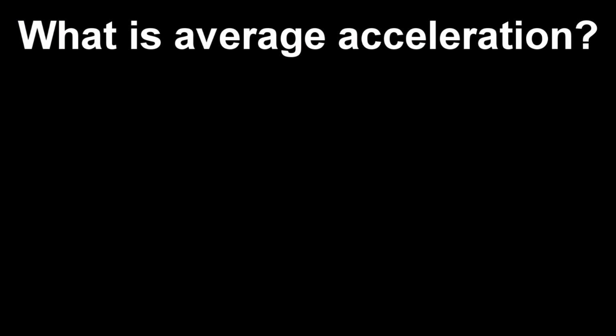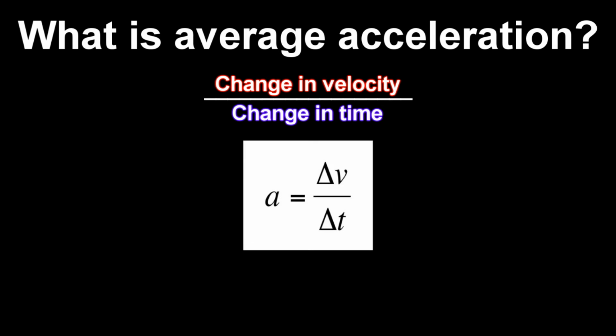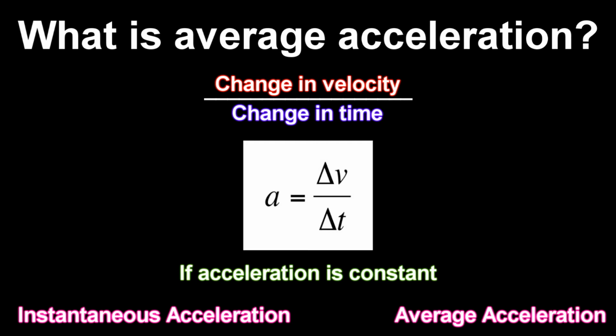Average acceleration is the change in velocity divided by the change in time. When an object's acceleration is constant, its instantaneous and average accelerations are the same.